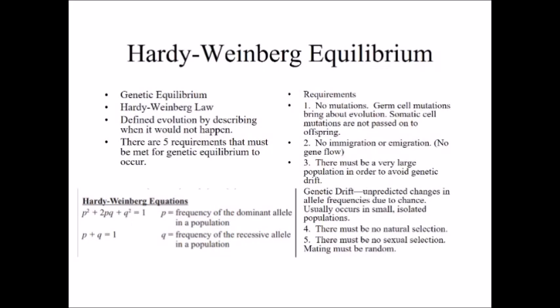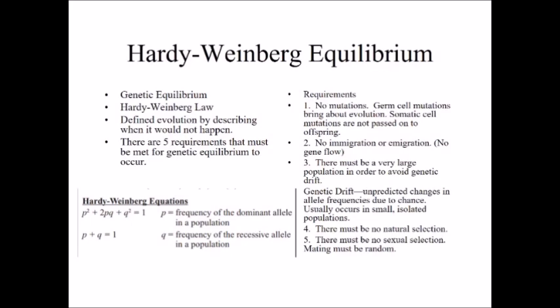Number 3, the population must be really large so that we don't get genetic drift. Genetic drift is an unpredicted change in allele frequency due to chance. It almost always occurs in a small and usually an isolated population. Number 4, there must be no natural selection. And number 5, there must be no sexual selection. Mating must be random. Mates aren't chosen based on some characteristic in this case.